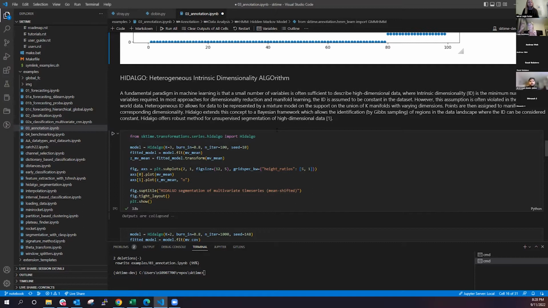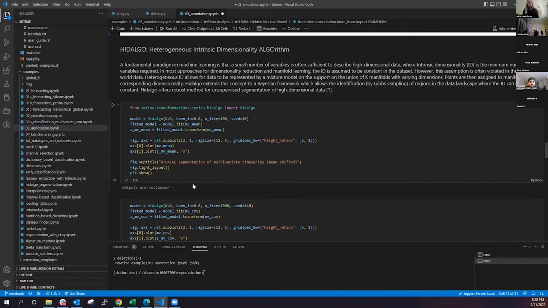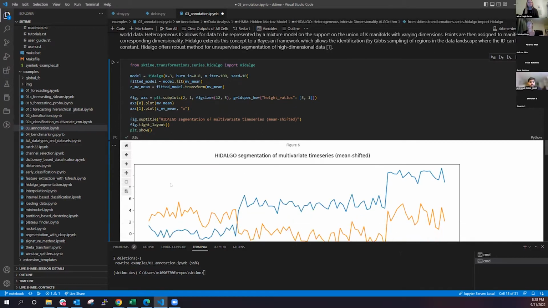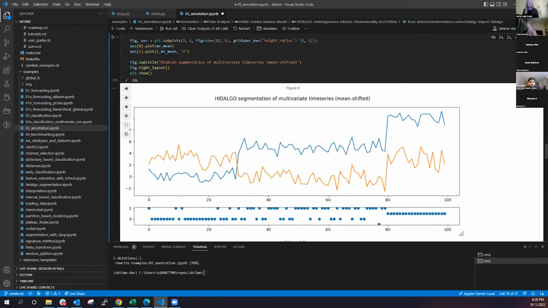So in the process of modeling this, we introduce some sort of parameter that assigns each data point to a manifold, and that's really what we're interested in finding out. What's the probability that this data point belongs to manifold 1 or manifold 2 or manifold 3, and what's the dimensionality of those manifolds? And once we have this assignment and the dimensionality, we can segment based on these values. And so this is what it looks like here.